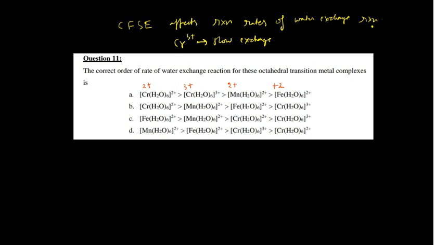Why? Because it's a d3 configuration, and d3 configuration means you have 3 electrons here, with no electrons in the Eg orbital, so it's inert. When it is inert, the rate for Cr3 positive would be very slow. Now check in which option the slowest rate is given for it. It is given as the slowest rate for this one, so this cannot be your correct answer.